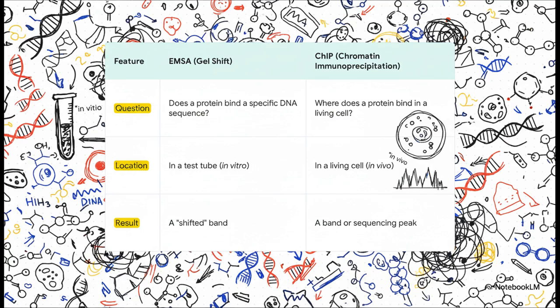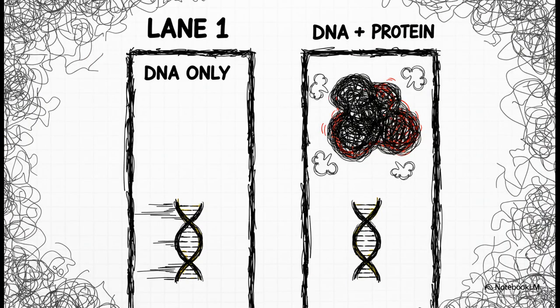ChIP, on the other hand, is an in vivo investigation. It's like asking a much broader question. Inside a real living cell, where in the entire genome is my protein hanging out? Let's talk EMSA first. You're running DNA through a gel, which is kind of like a race.